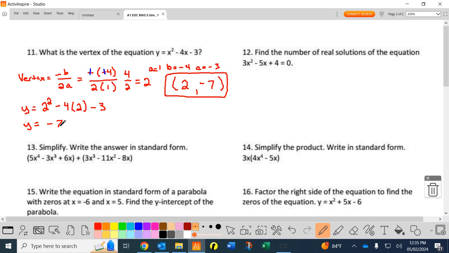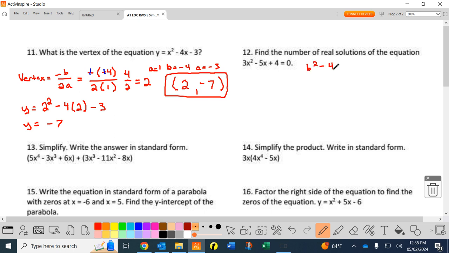For the next one, you're finding the number of real solutions of this problem. Okay. So remember, that comes from the discriminant. The discriminant is going to be that b squared. Actually, let me write it over here so we can do our a, b, and c underneath it. The b squared minus 4ac.